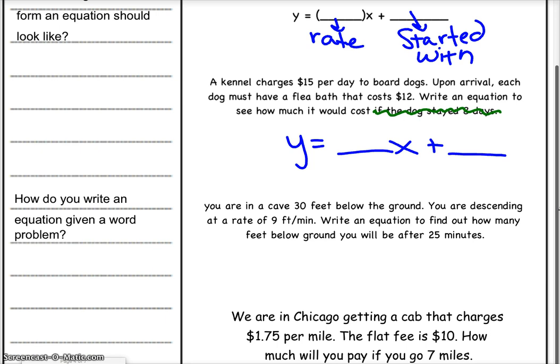So what's changing? What's my rate? Is my rate the bath, or is my rate the amount of days it's at the kennel? The amount of days is my rate. So this is my rate, so that goes there. $15 each day my dog is at the kennel. And then what do I have to give them right away? A bath. How much is the bath? That's my starting point. So I took something that looked really tricky, and I said, okay, I just need to know what's changing, where do I start?